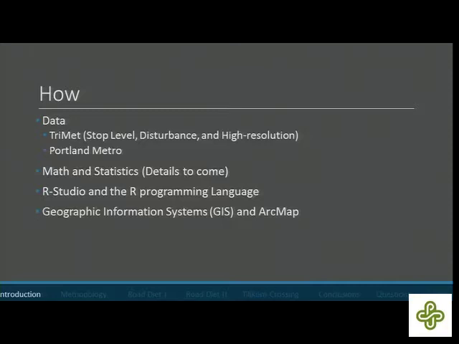So I'm using data from TriMet. I'm using stop level, disturbance, and high resolution data, which I'll explain the details of in a moment. But I'm also using GIS data from Portland Metro. They have amazing archives of GIS files to get a good idea of the city as a whole. Transit lines, where are they? Where do they overlap? I used RStudio and the R programming language to do most of the analysis, Excel pivot tables extensively, and then finally ArcMap.